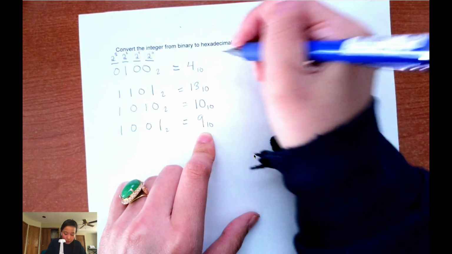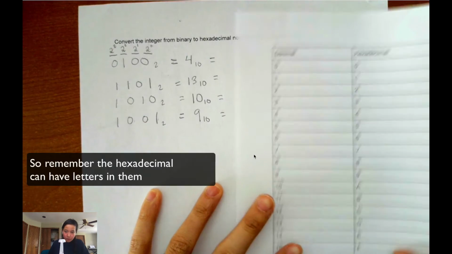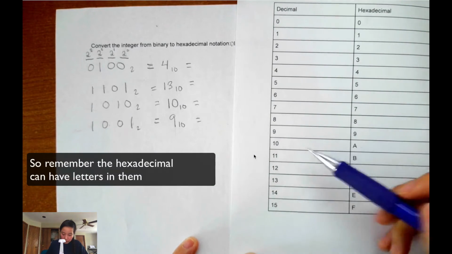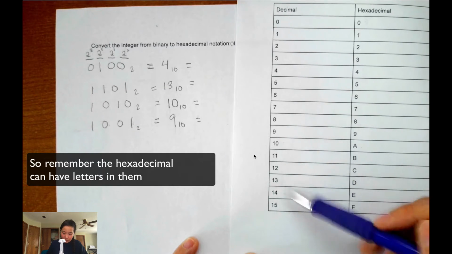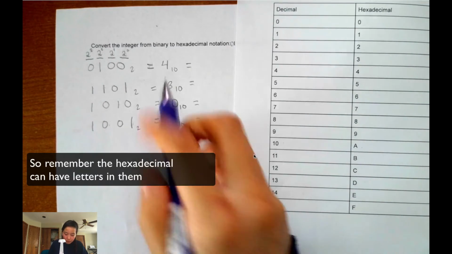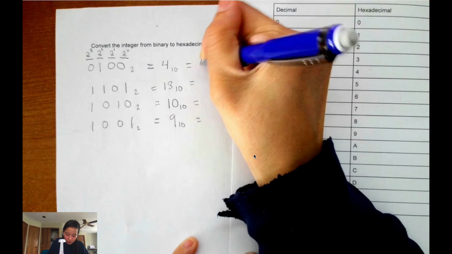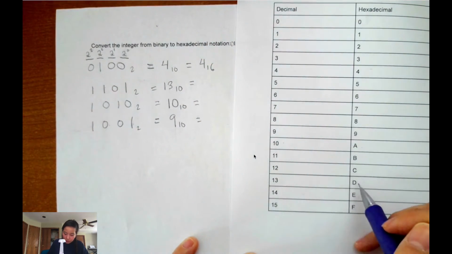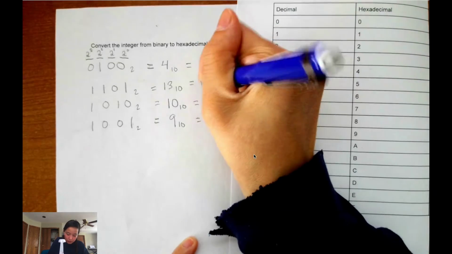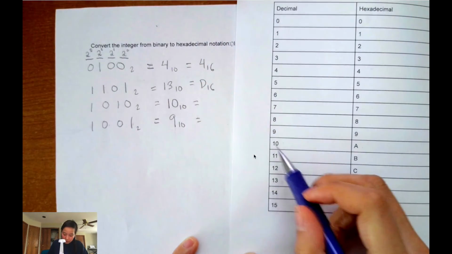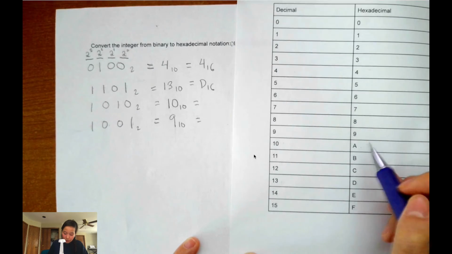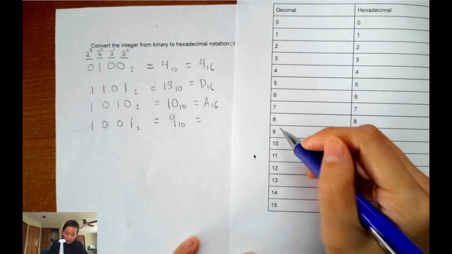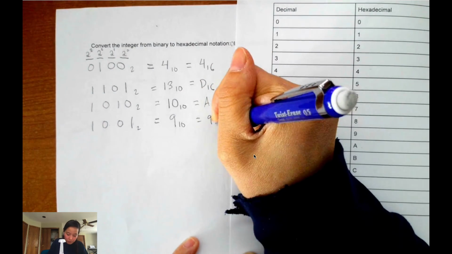Now that we have the 4 bits turned into decimal notation, we then turn the decimal notation into hexadecimal notation. Remember, hexadecimal has letters for the decimal values 10 through 15. So 4 stays the same. 13 is different. 13 in decimal form turned into hexadecimal form is D. And 10 in decimal form is A, and 9 in decimal form is 9 in hexadecimal form.